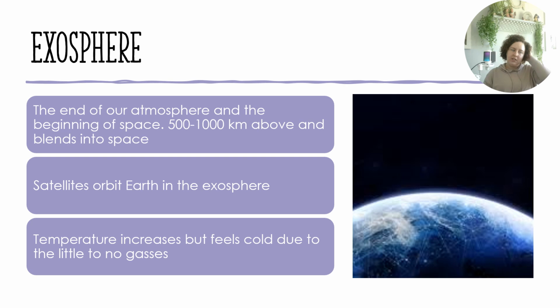So this is that weird blurry line between where our atmosphere ends and space begins. Scientists have judged it to be anywhere between 500 to 1,000 kilometers above Earth's surface. But again, it kind of sort of depends on who you talk to. We know that there is an exosphere.